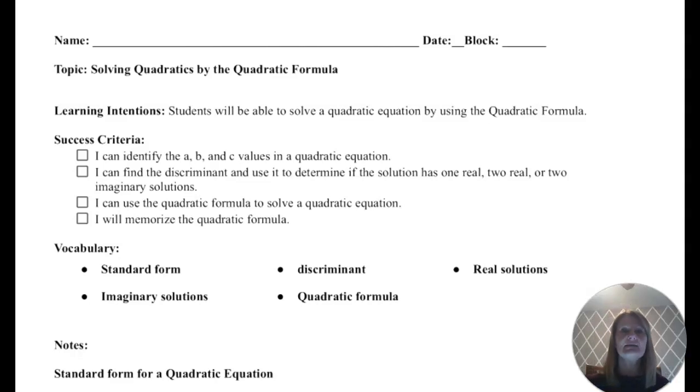Today we're going to be talking about how to solve quadratics using the quadratic formula. So let's go ahead and get started. Your learning intention for today is that you will be able to solve quadratic equations using the quadratic formula. And there are going to be several steps along the way that I'm going to show you.